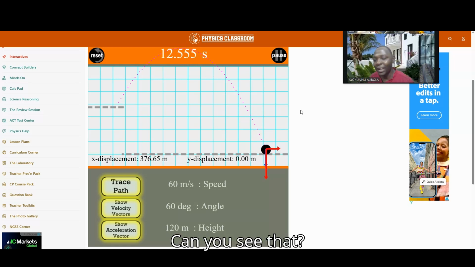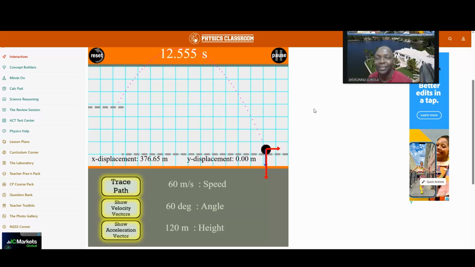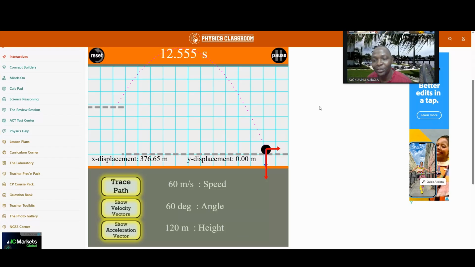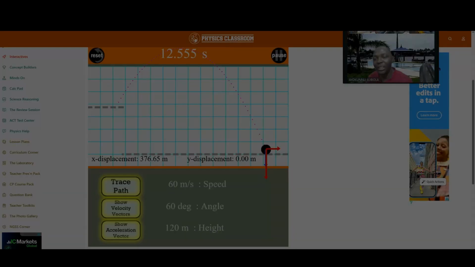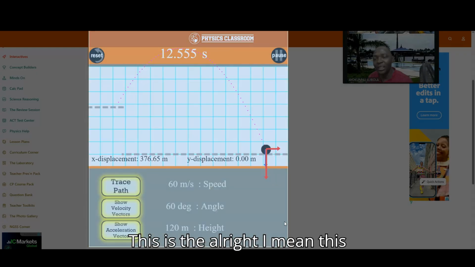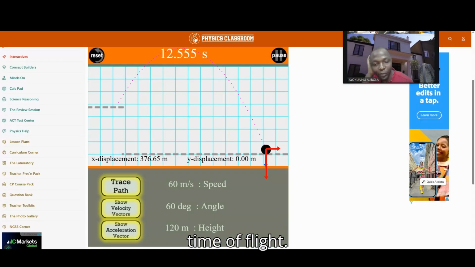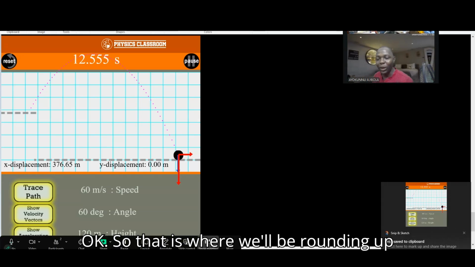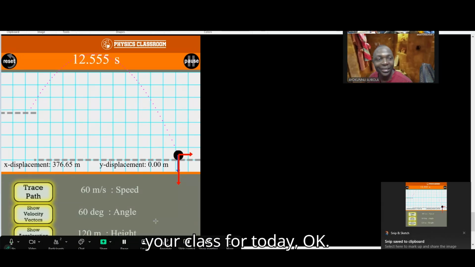Can you see that? So what is the range? 376.65 meters. What is the time of flight? 12.555 seconds. Okay, so that is where we'll be rounding up your class for today, okay?